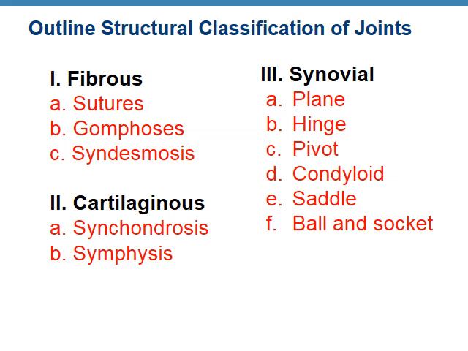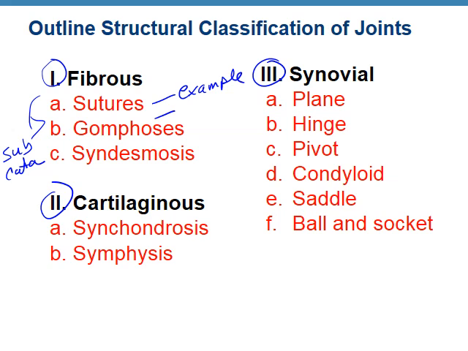Oh no, back to the outline, right? I just want to make sure we understand what we need to know for each of these joint types. So you need to know the major categories. You need to be able to tell me about the subcategories. You need to be able to give me an example of each. And you need to tell me about movement.